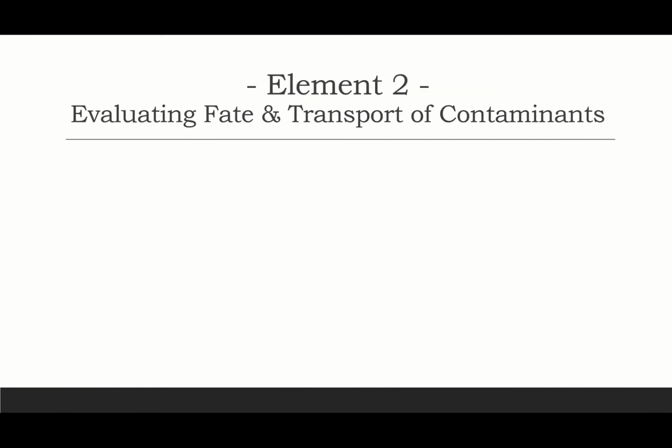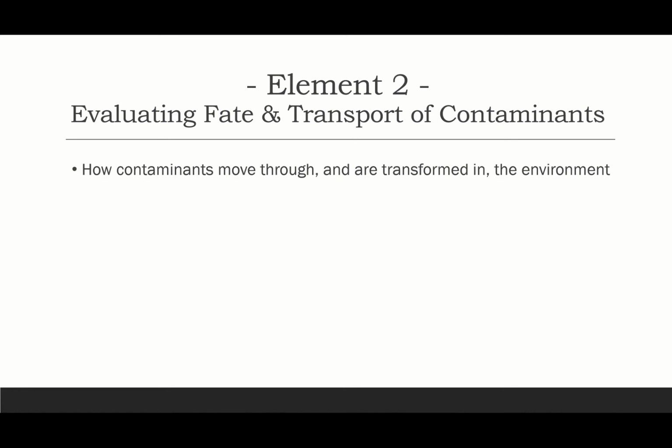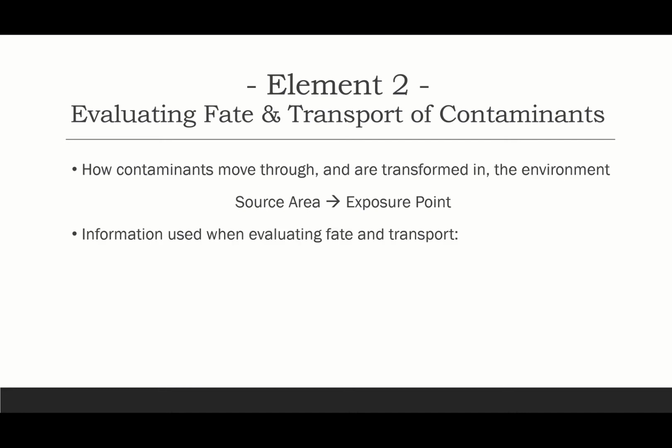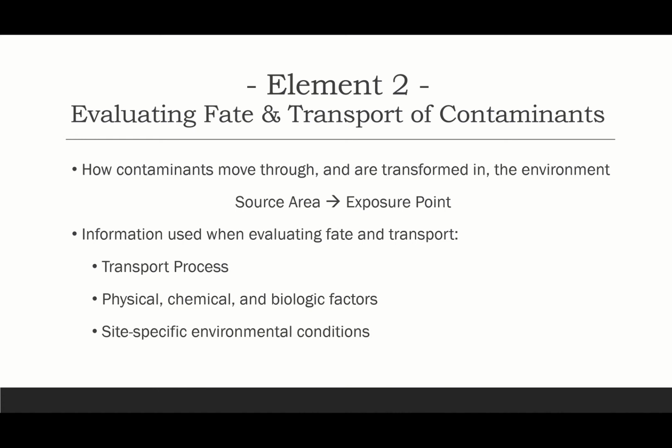Element 2, evaluating fate and transport of contaminants. Fate and transport refers to how contaminants move through and are transformed in the environment. Simply put, how will the contaminants from the source area find their way to the exposure point? Information used when evaluating fate and transport include the transport process, any physical, chemical, biological factors that may affect transport, and site-specific environmental conditions such as climate and topography.